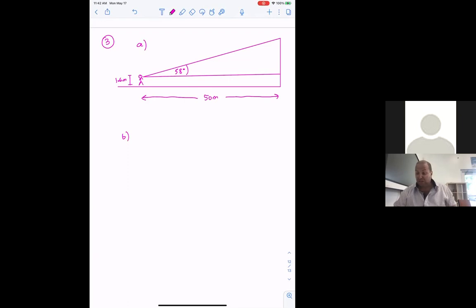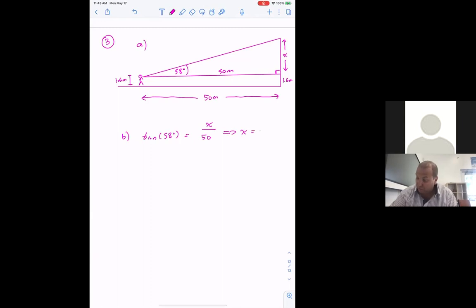So what is the height of the cliff? Well, the height of the cliff has two parts. It's the bottom, which is 1.6 meters, and then this part here, which we'll just call X. X is part of a right triangle where I have the adjacent to my angle, but I'm missing the opposite. Adjacent, opposite, that's tangent. So tangent of 58 degrees equals opposite over adjacent. So X is 50 times tangent 58 degrees.